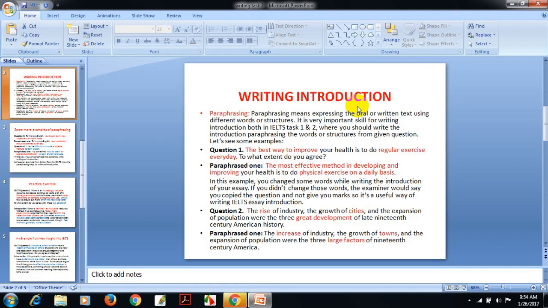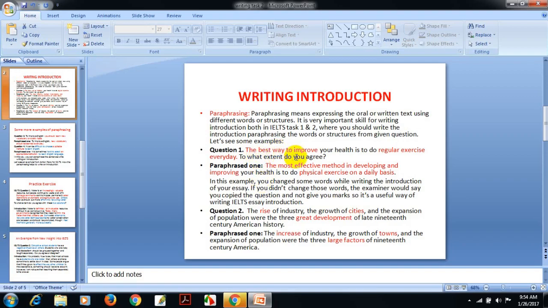The first skill you must have is paraphrasing. Paraphrasing means expressing the oral or written text using different words or structures. It is a very important skill for writing the introduction, in both IELTS Task 1 and 2, where you should write the introduction paraphrasing the words or structures from the given question. Let's see some examples. Question 1.